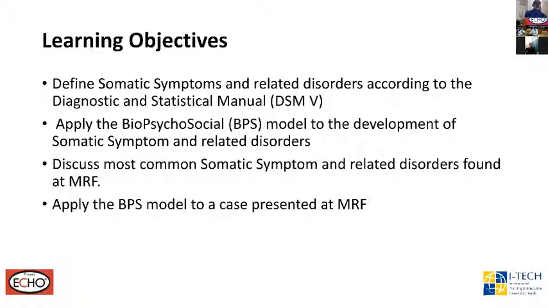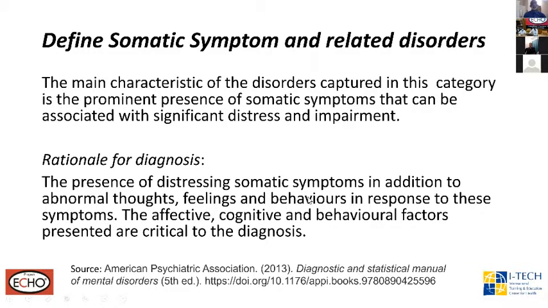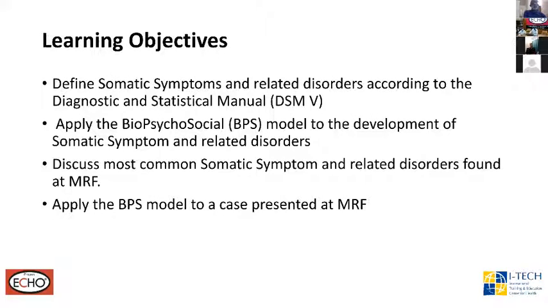So, learning objectives. The first learning objective we have today would be to define somatic symptoms and related disorders according to the Diagnostic and Statistical Manual, version 5. Apply the biopsychosocial model to the development of somatic symptoms and related disorders. To discuss most common somatic symptoms and related disorders found at MRF, and to apply the biopsychosocial model to a case presented here at MRF.